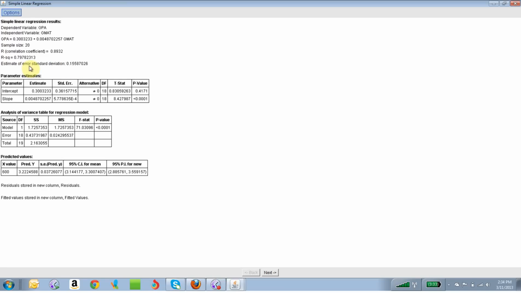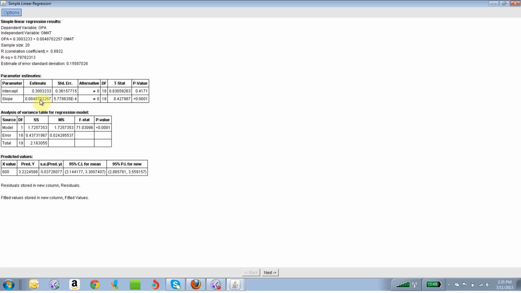And furthermore, it gives us an estimate of the error standard deviation. That's known in your book as the standard error of the estimate. It is 0.1558. Now, if I'm interested in statistical tests for the slope, I come right away to this table. The slope itself is 0.0048, and the standard error of the slope, known in your book as Sb1, is 0.000577. And remember, this is scientific notation. This is a very small value.